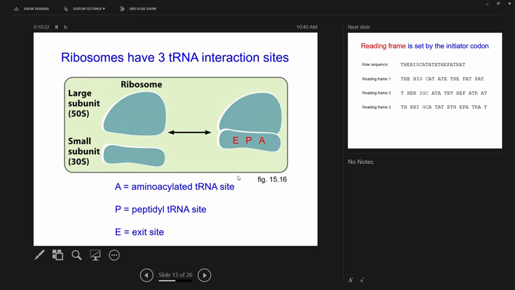When we talk about initiation and elongation, you are not going to be required to know what individual initiation factors do and individual elongation factors do and individual release factors do. You'll just need to know what they do as a whole.